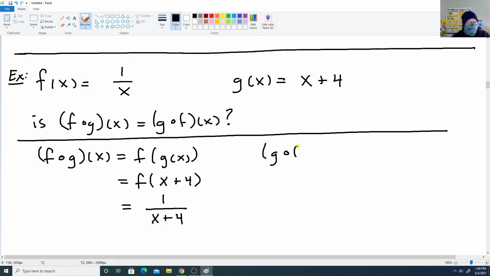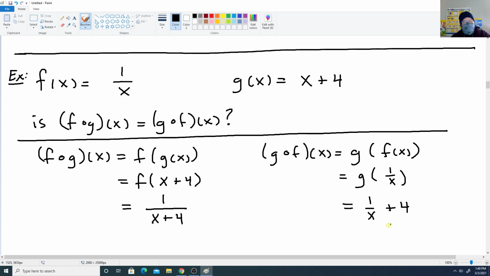So now I'll say, what about g composed of f of x? Is this going to be the same thing eventually? So this will be the function g evaluated at the function f of x. This is the function g evaluated at 1 over x. And then this will be 1 over x, plus 4. So on one hand, we have 1 over x plus 4. And on the other hand, we have 1 over x plus 4, where the 4 is outside.